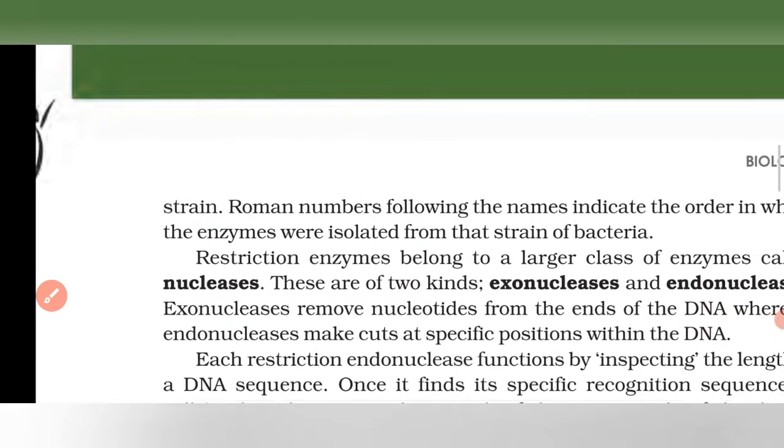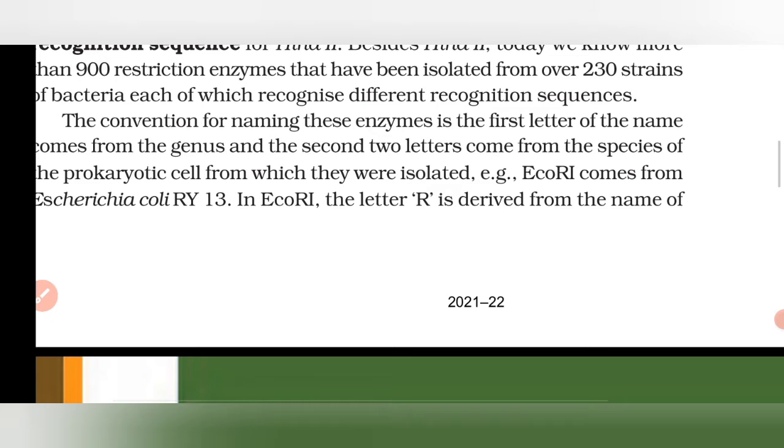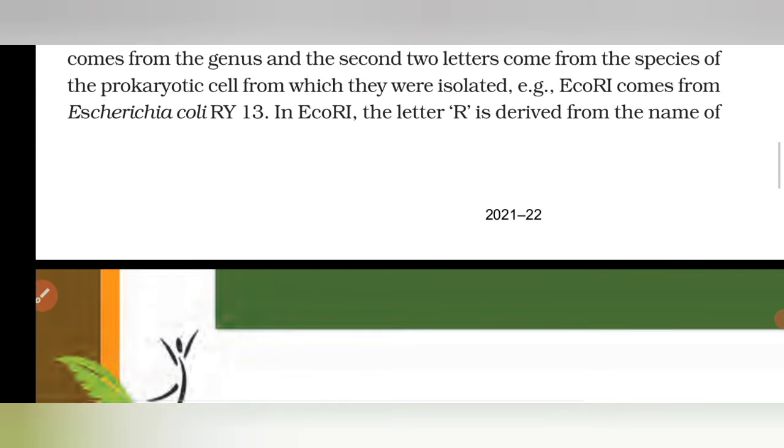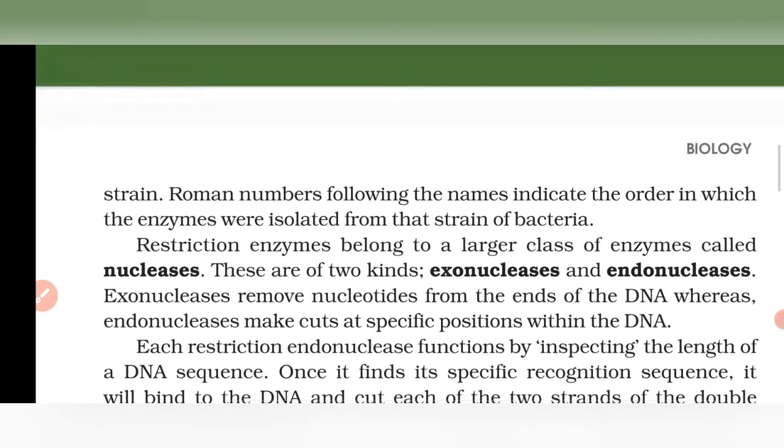For example, in ECoRI, E represents the genus, Co the species, R the name of the strain, and I represents the order in which they were isolated from the strain.